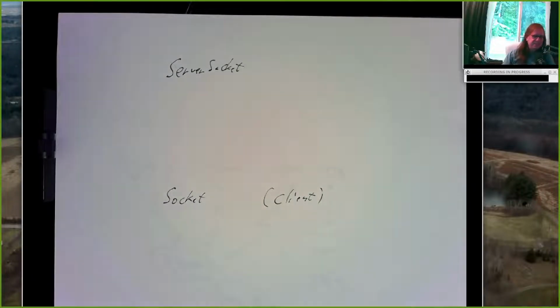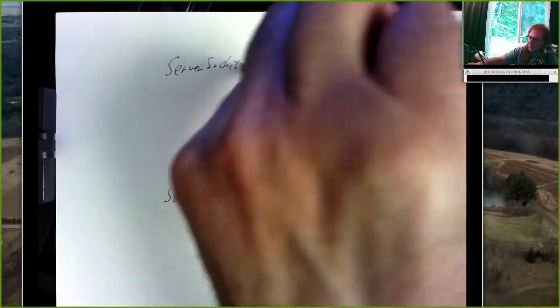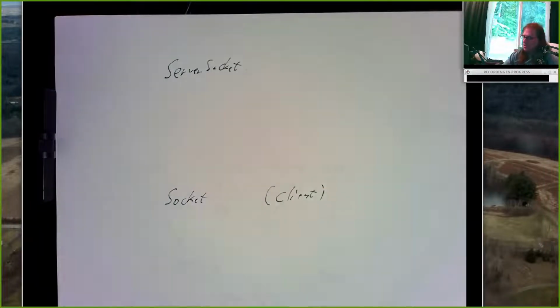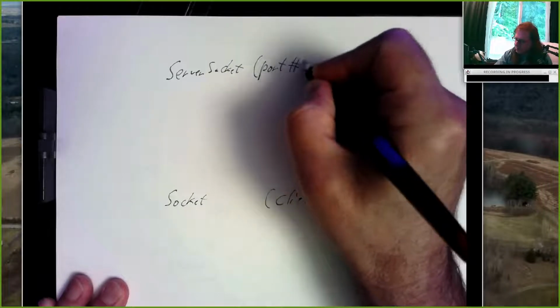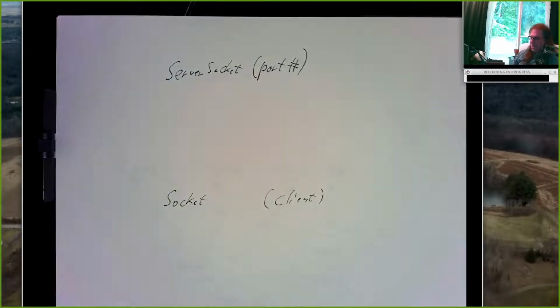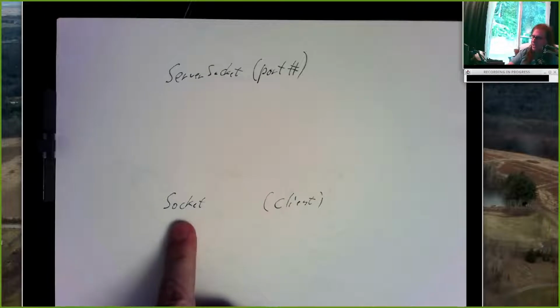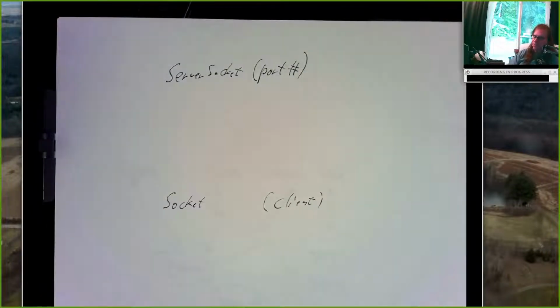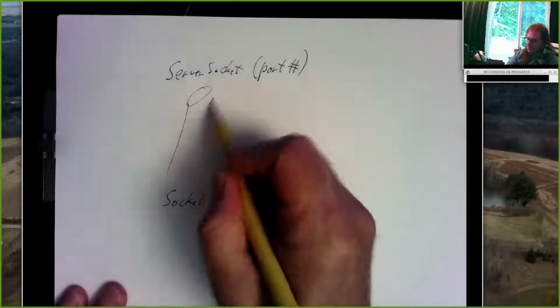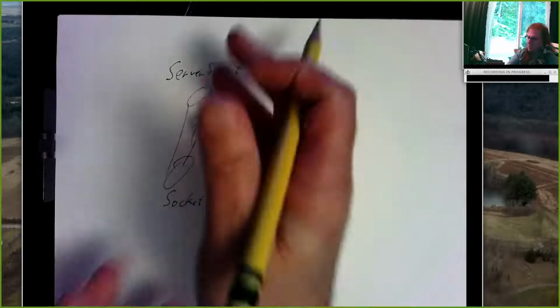And the basic setup is this. A process creates a server socket with a particular port number. And then a client creates a socket and says, hey, connect to the socket with that port number. And if everything goes correctly, you get this kind of two-way conduit between these two sockets.